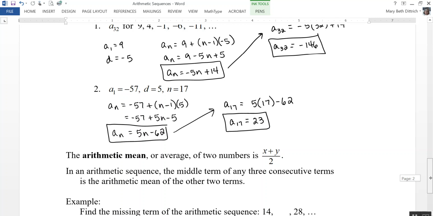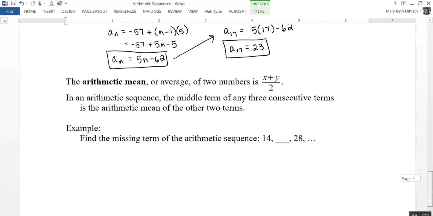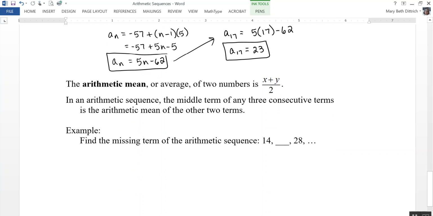And the last thing we're going to talk about here is arithmetic mean, or the average of two numbers. As you probably know, it's the two numbers added together and divided by 2. In an arithmetic sequence, the middle term of any three consecutive terms is the arithmetic mean, or the average of the other two terms. So for example, here I have this sequence 14, and I'm missing the middle term, and then I have my third term, which is 28. In order to find that middle missing term, that's actually going to be the arithmetic mean of those two terms. So to find my missing term, I'm going to do 14 plus 28 divided by 2, which gives me 21. So my missing term in this arithmetic sequence is 21.